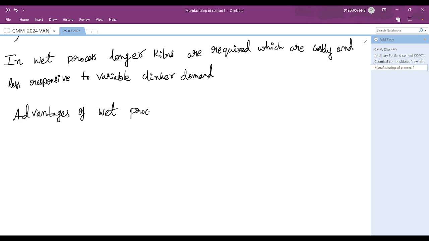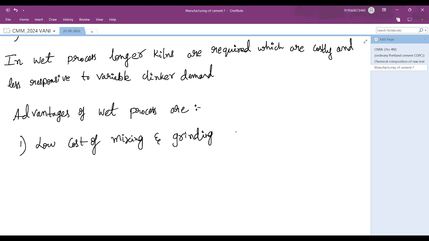Advantages of wet process. The main advantage of wet process is the low cost of mixing and grinding of raw materials, because in dry process we use compressed air and we carry out the mixing in two steps, right? And it is a costly affair. But here, low cost of mixing and grinding of raw materials.